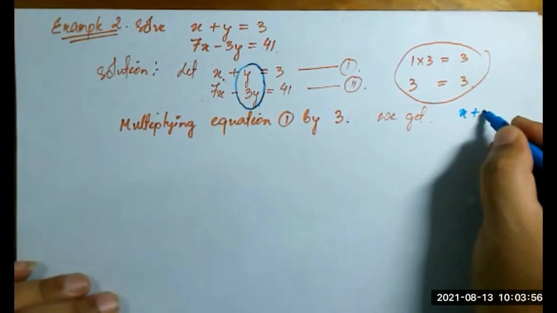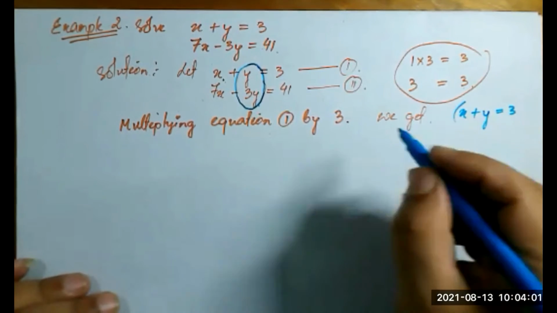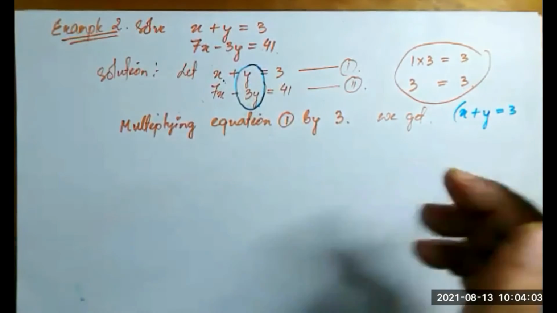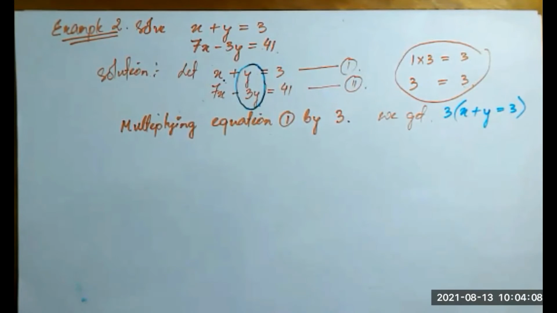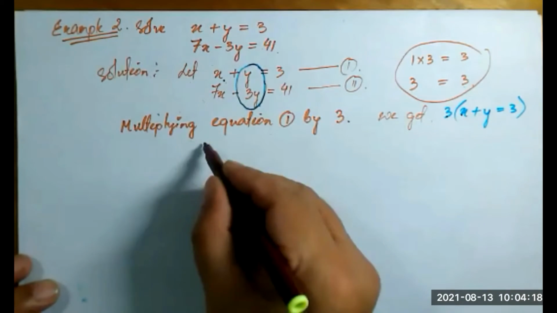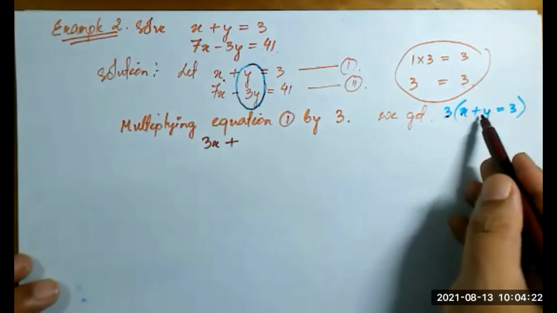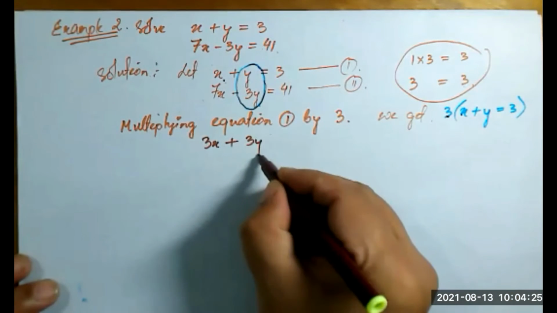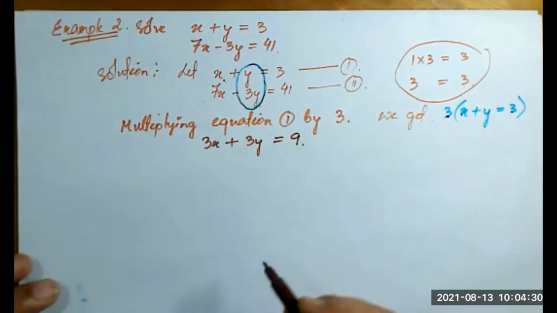x plus y, not necessarily, you don't need to write it. Multiply by 3, then 3 into x is 3x, right? Plus 3 into y is 3y, is equal to 3 into 3 is 9.